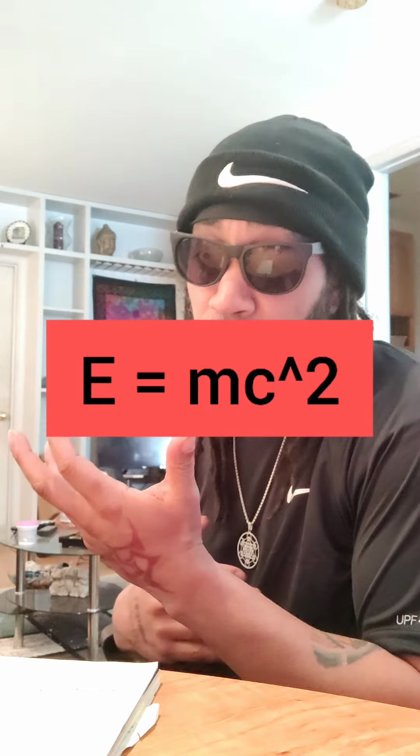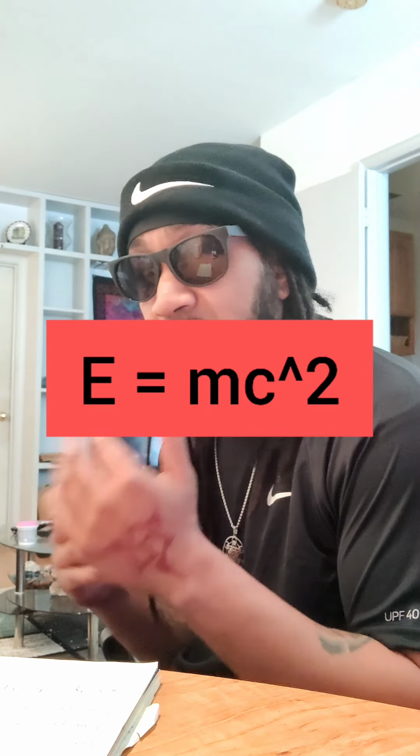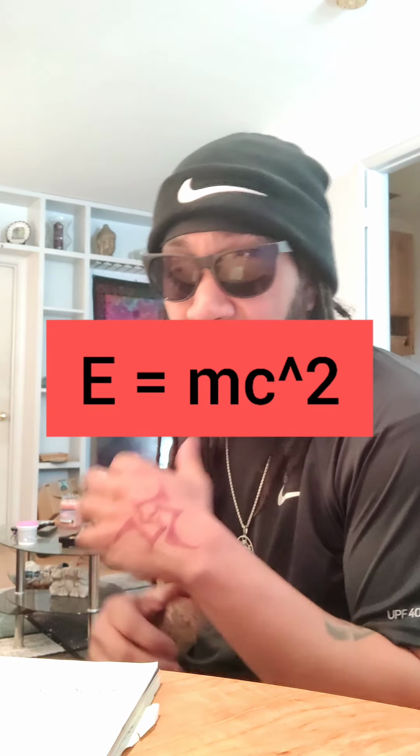Now, I was looking at some mathematical formulas like the speed of light and how much time is in a light year, and I came across E equals MC squared. Of course, I knew about it, but for some reason, I really just started looking at it, and that's what kind of led me to make this video.